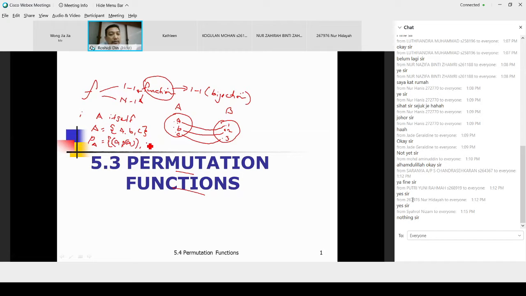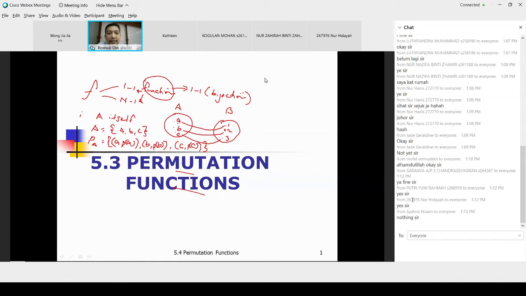Also B maps to B, but in order to show that we map to B itself, we put here P, a permutation of P. Then another relation C, we have map to C also, so we put here P, like this one. So this is the simple idea of permutation function. Permutation function means we map all the elements to themselves.